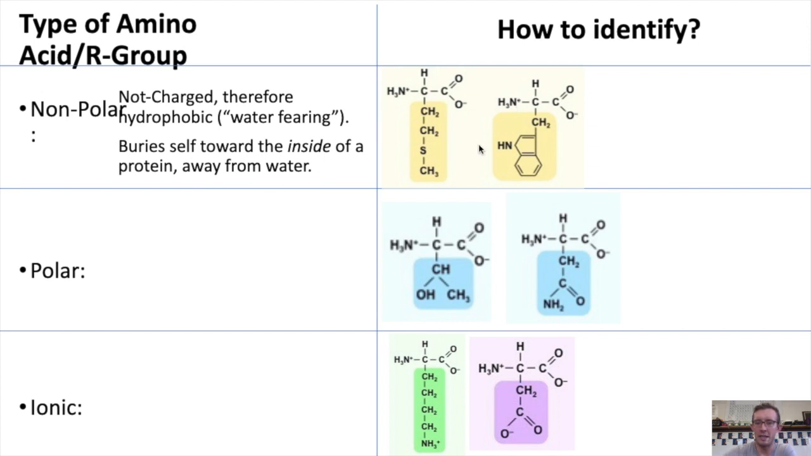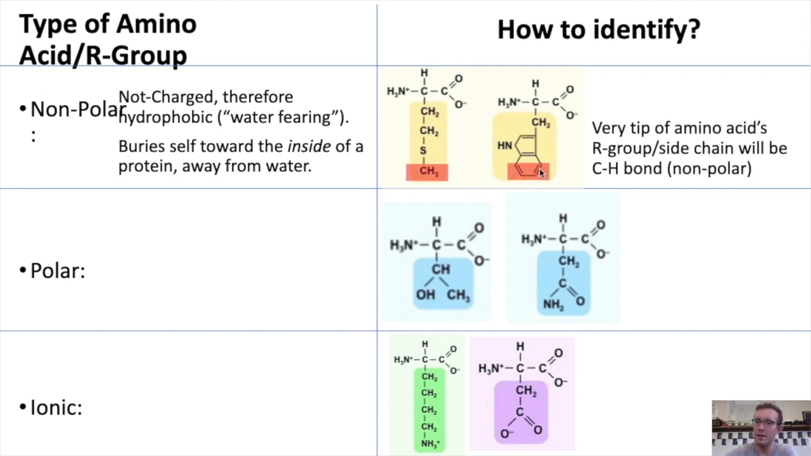And so the way you can identify an amino acid as non-polar is if you look at the very tip of an amino acid's R group, or the very tip of its side chain, you'll see that it's made up of carbon and hydrogen bonds, which are, again, non-polar bonds. Carbon and hydrogen have very similar electronegativities.